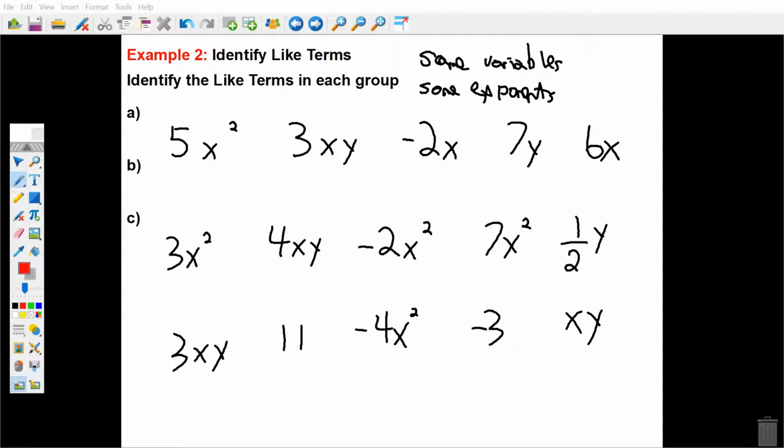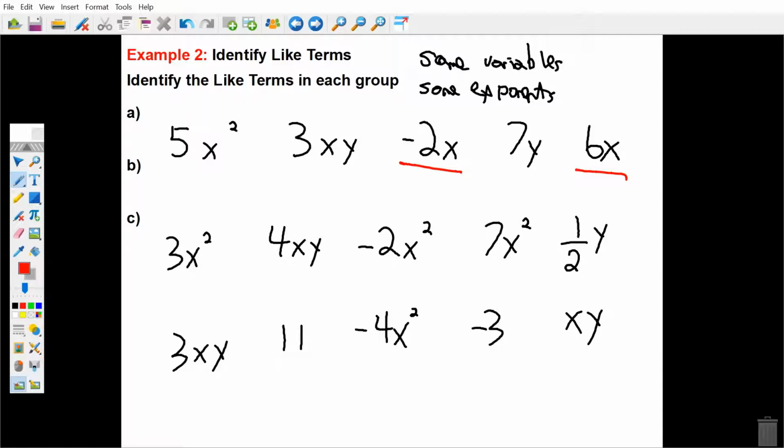I'll use some different colors to identify them. The first one that jumps out to me is negative 2x and 6x. The reason these are like terms is because they have the same variables, which are x's, and they have the same exponents, which are 1's. This one over here is close to being the same as a like term, but because it has an exponent of 2, it is not a like term with negative 2x and 6x.